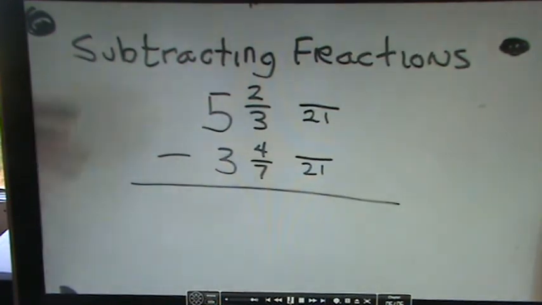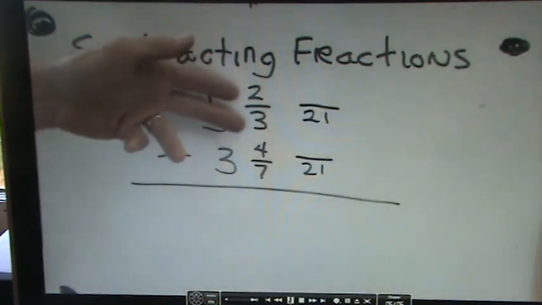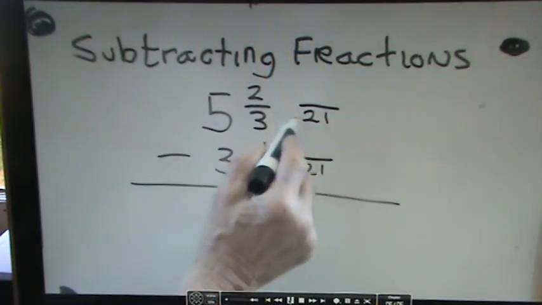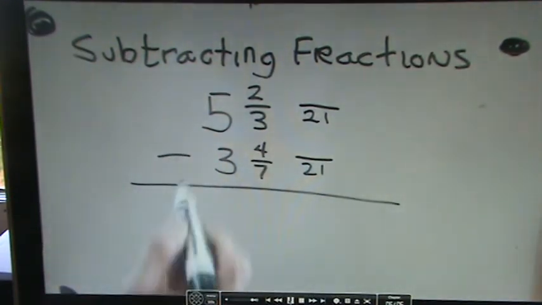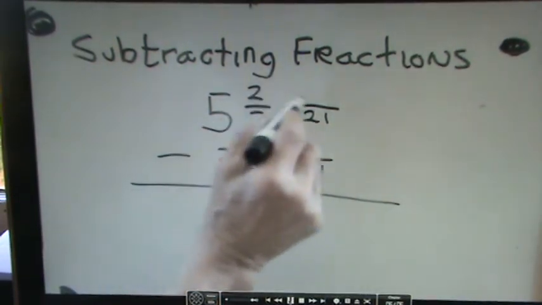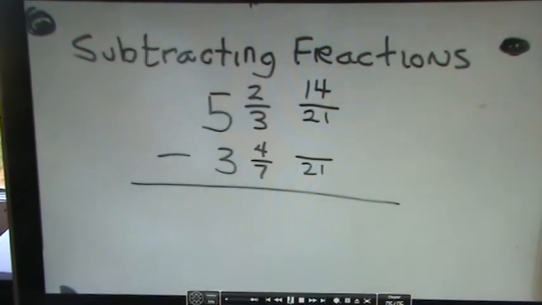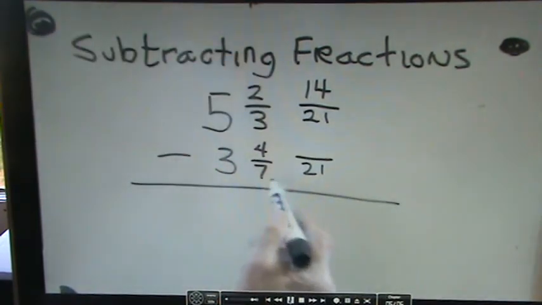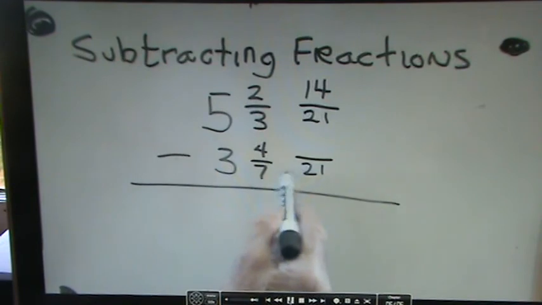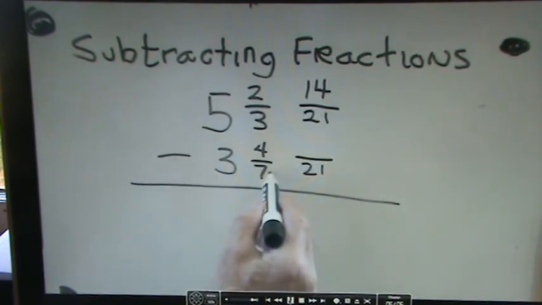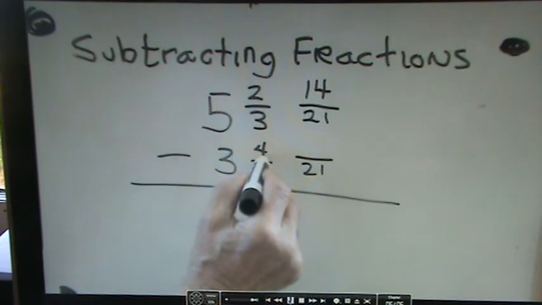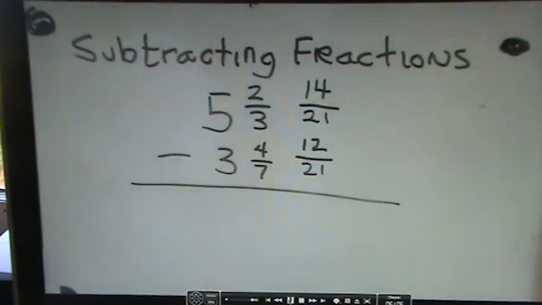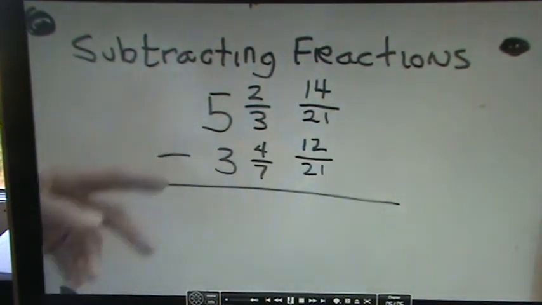Okay, now we're going to raise 2/3 to a fraction of a higher name with a denominator of 21, and the way we do that is 3 times what number gives me 21? 3 times 7 gives me 21, so then I have to multiply this by 7. 2 times 7 is 14. So I've renamed 2/3 to 14/21. Now I have to rename 4/7. 7 times what number gives me 21? Well, 7 times 3 gives me 21. So then I multiply 4 times 3. 4 times 3 is 12. Now I've renamed both fractions, and I have the denominators the same, they're 21s.